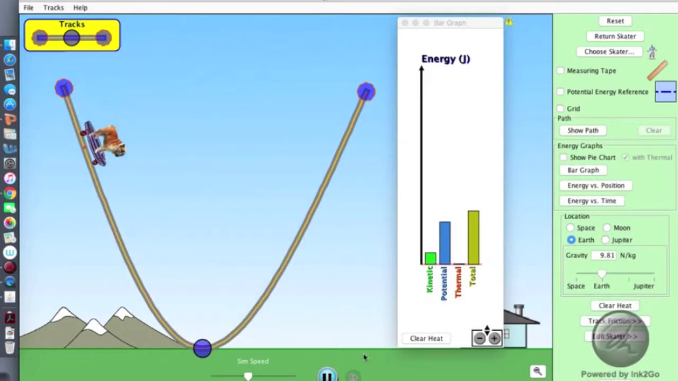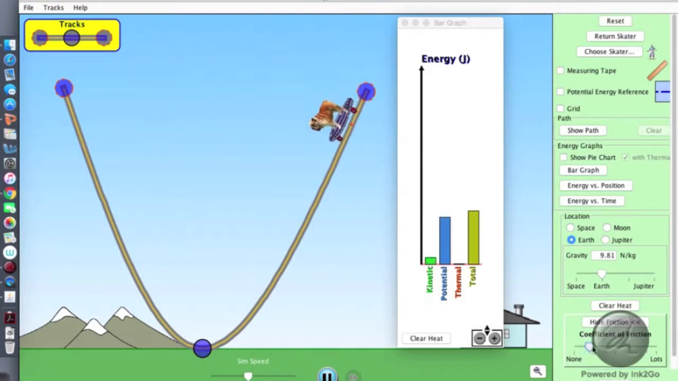However, if we decided to add some friction into our track, now we're introducing another type of energy, thermal energy. So we can see that the bulldog doesn't go as high as he did before. And as he continues, we're converting more and more of our potential and kinetic energy into thermal energy, our red bar on the bar graph. But our total, the red, the blue, and the green, all of our three energy types added together, always equals our total energy.